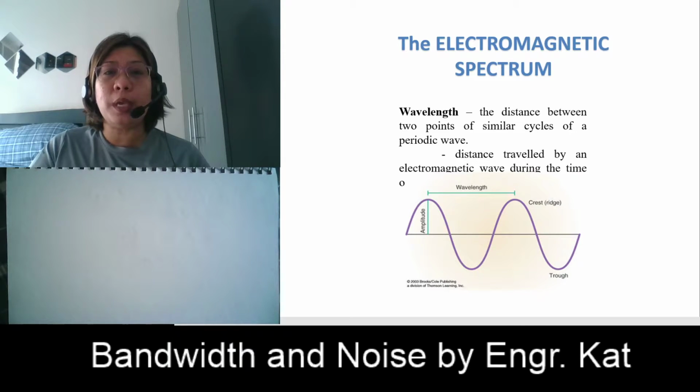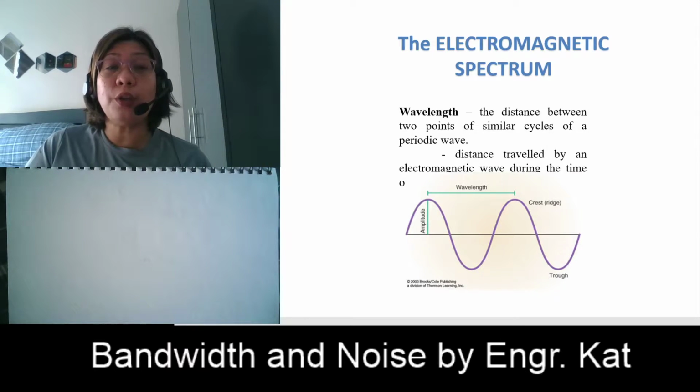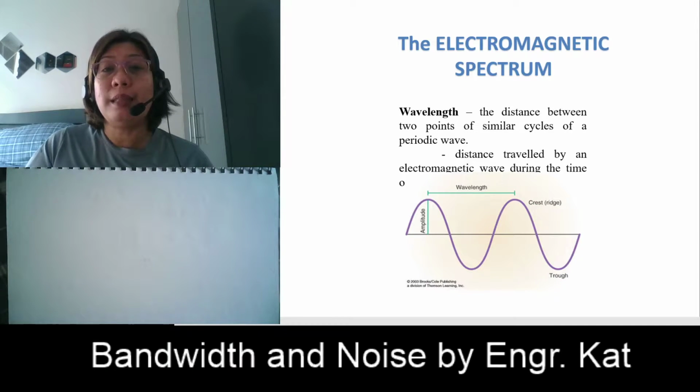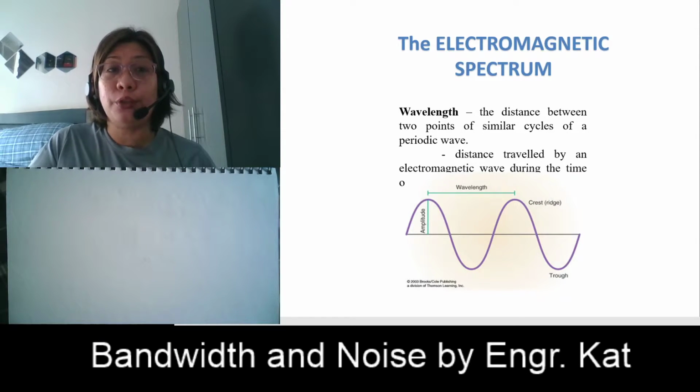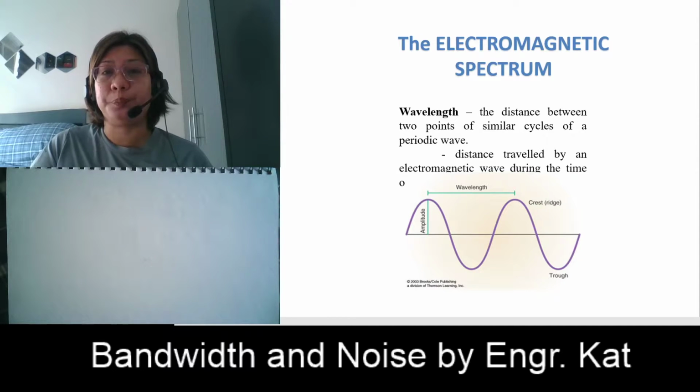For example, we have here a positive half. One wavelength is from the start of this positive half to the start of the next positive half cycle, or from the start of the first negative half to the start of the second negative half. The positive peak we call a crest, while the negative peak we call a trough. This is the distance traveled by an electromagnetic wave during one cycle. That is your wavelength.